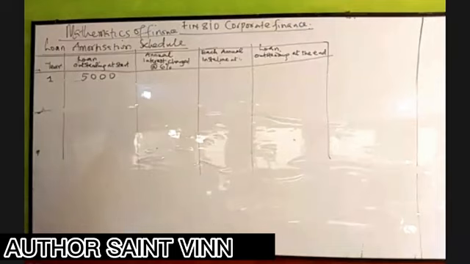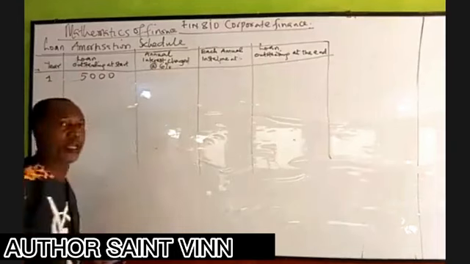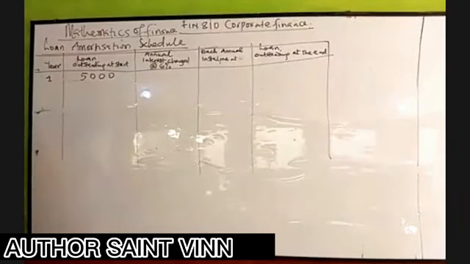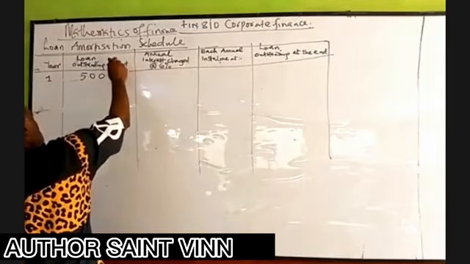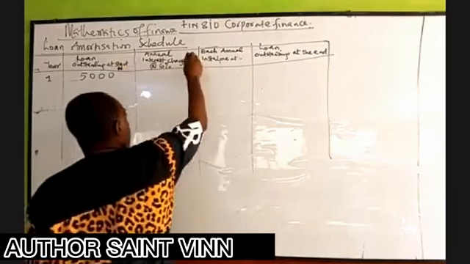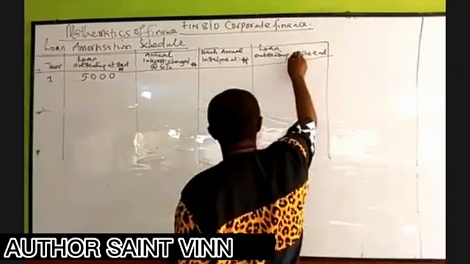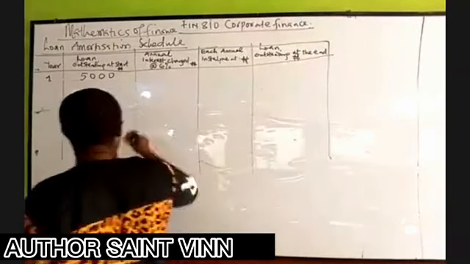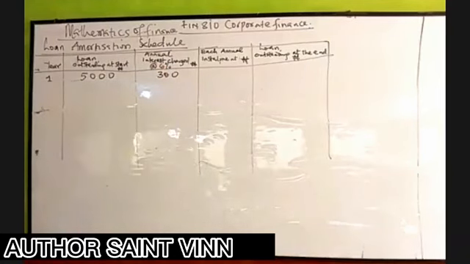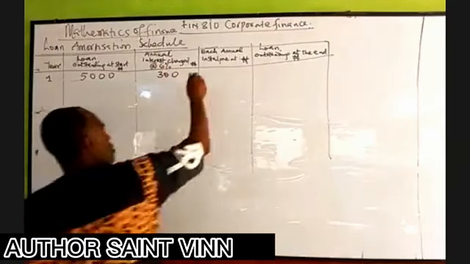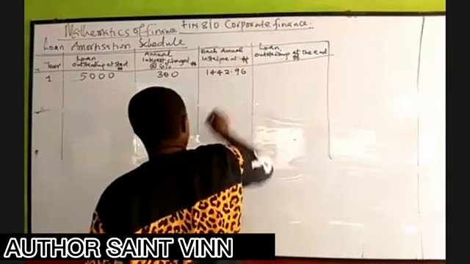You know, there is interest. This loan, this annual interest charge, 6% of this should be 300 naira. Is it clear? 300. Good. Each annual installment is what? 1442.96.